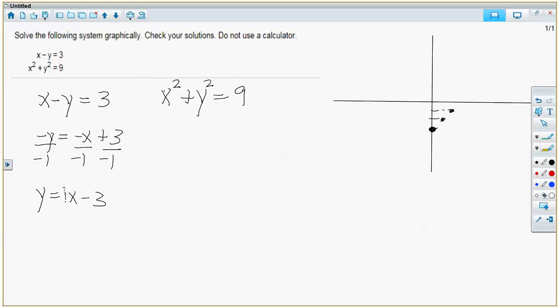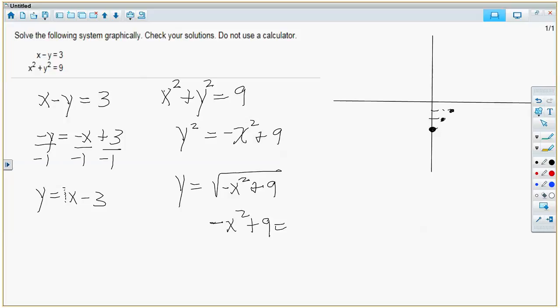Second part, solve for y: x squared plus y squared is equal to 9. That's going to give us y squared is equal to negative x squared plus 9. And y is equal to the square root of negative x squared plus 9. Now this domain is going to be affected because you can't have a negative in the radical. So you're going to have to solve this and see what numbers you can actually put in. So set the radicand equal to 0: negative x squared plus 9 is equal to 0.